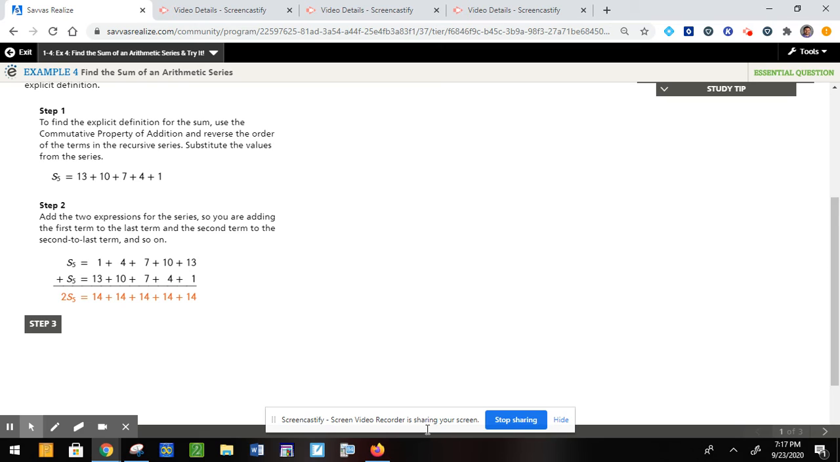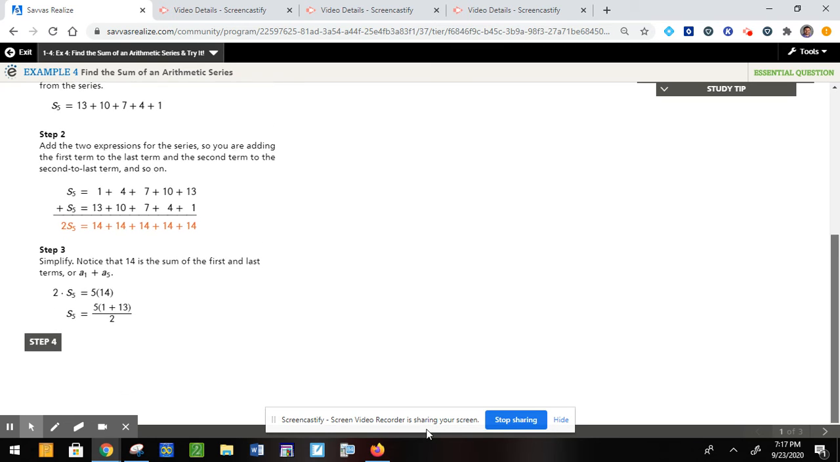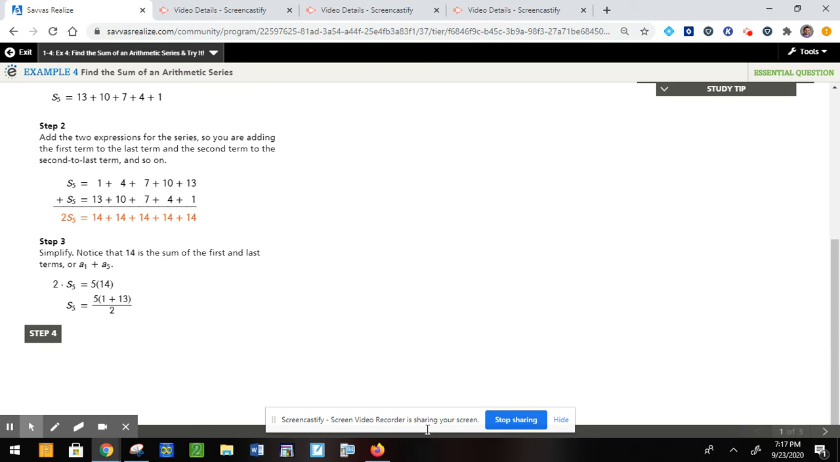Add the 2 expressions for the series, so the original and then the one you flipped around. And what you notice is that each one adds up to the same number. All right. You can simplify it because now you've got 2. If you add up all those numbers, you got 2 of them, right? So you could say it's 5 times 14, but you're going to need to divide it by 2 because you did double it up, right? So you got to divide by 2 to even it out.